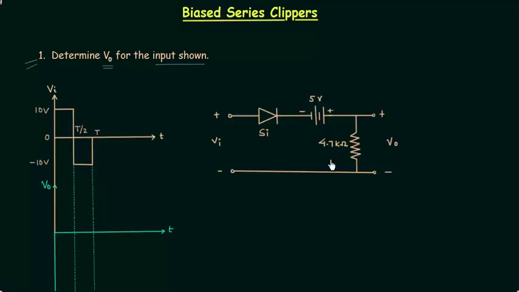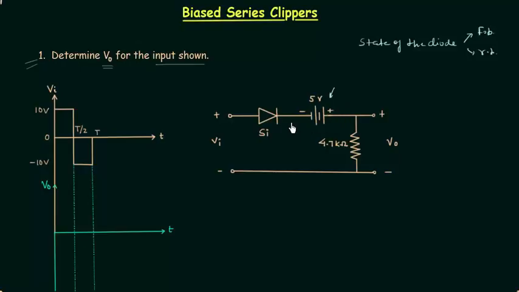I am calling this circuit a biased series clipper circuit because we have an additional DC source present in this circuit. Whenever there is an additional DC source present in the circuit, always try to find out the effect of this DC source on the state of the diode. By state of the diode, I mean whether the diode is forward biased by this DC source or it is reverse biased by this DC source. For this purpose I will forget VI, the input voltage source, and I will only consider one source in this circuit, that is the DC source.